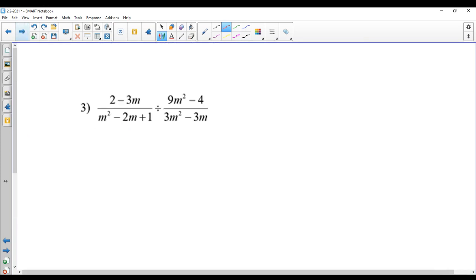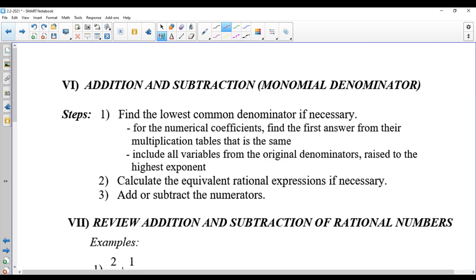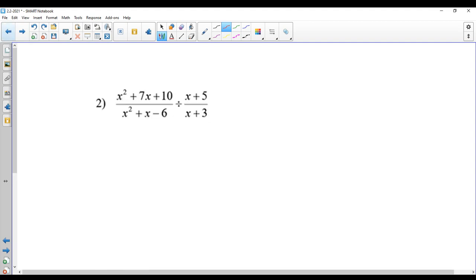Let's see how many of these we can get done. 2, 3. Yeah, I'm going to stop after the next 2. And then I'm going to adjust your homework. So there's this one, and then the next one I'm going to stop. Give you some time to at least get started. We're going to do exactly what we just did. Right?